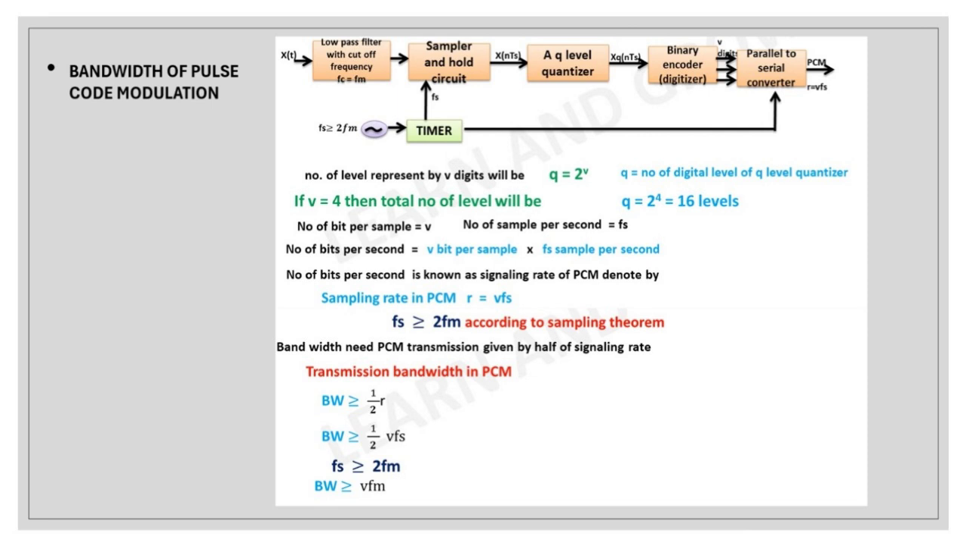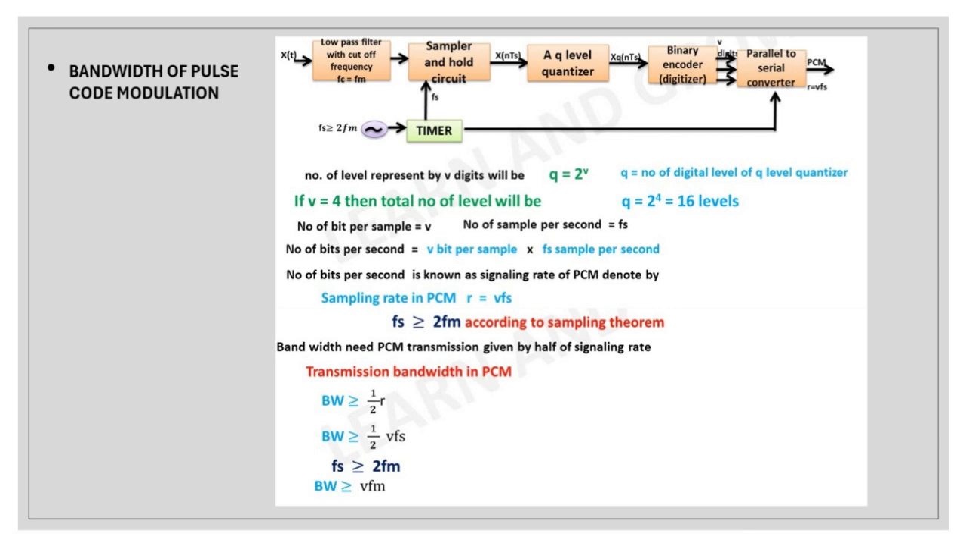Now coming to the bandwidth: the bandwidth of a PCM system is primarily determined by its bit rate and pulse shaping. Bit rate, the number of bits transmitted per second, is called bit rate, and pulse shaping is the mathematical function applied to the digital signal to limit its bandwidth.